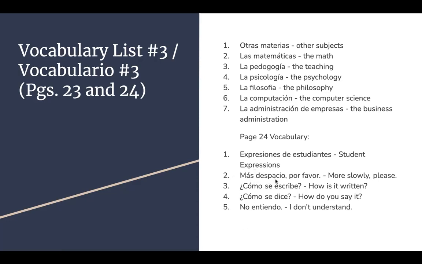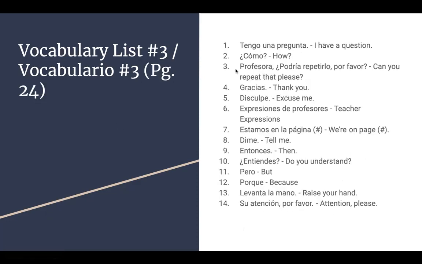You could say más despacio, por favor, which means slower or say it more slowly, please. Como se escribe is how is it written. Como se dice is how do you say it. No entiendo is I don't understand. Tengo una pregunta is I have a question. Number 3 is really formal, but it says profesora podría repetirlo por favor.